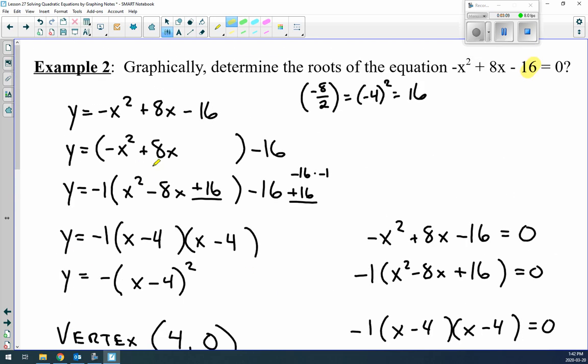So let's complete the square. So go back up to the top here. We set up the trinomial. Push the negative 16 to the outside.